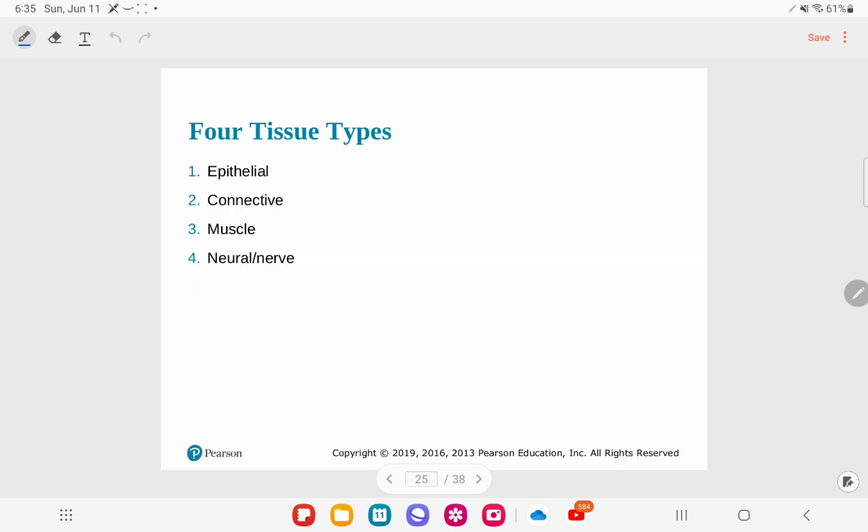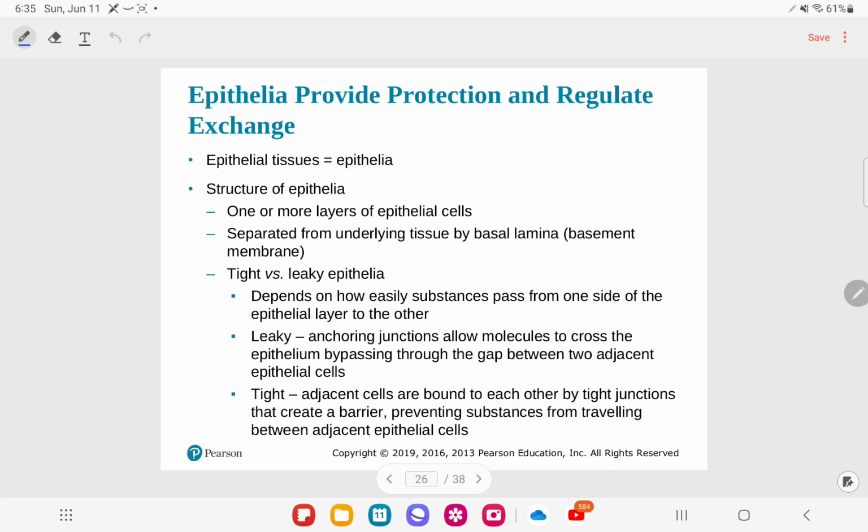So we have 4 types of tissue, right? We have epithelial, connective, muscle, and neural tissue, okay? So epithelia, right? We have 1 or more layers of the epithelia. They're going to be separated from the underlying tissue by the basal lamina or basement membrane, right? We know that epithelia can provide protection and regulate exchange, right? They're going to be either tight or leaky.